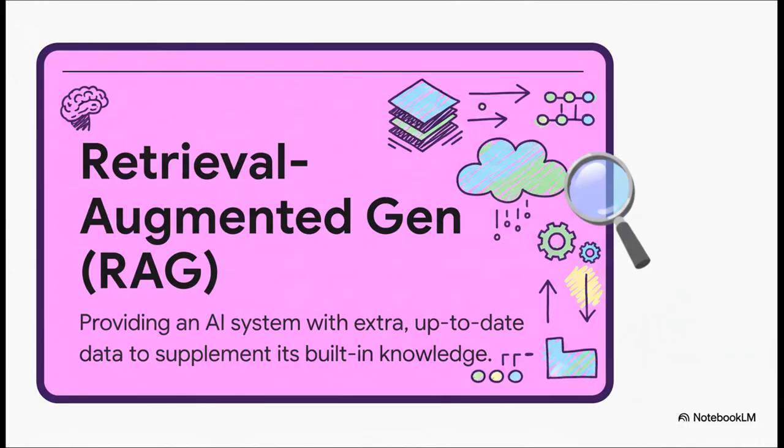The solution to this problem is a really cool technique called Retrieval Augmented Generation, or just RAG for short. At its core, this is just the process of feeding the AI system new, up-to-date information from outside sources. It supplements the knowledge it was originally trained on. We're basically giving it a library card to a library that's updated every single day.